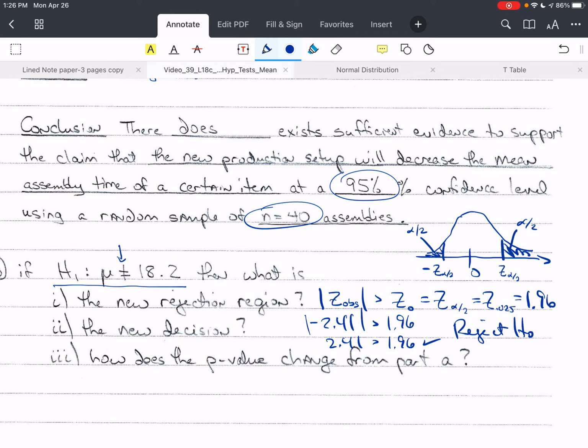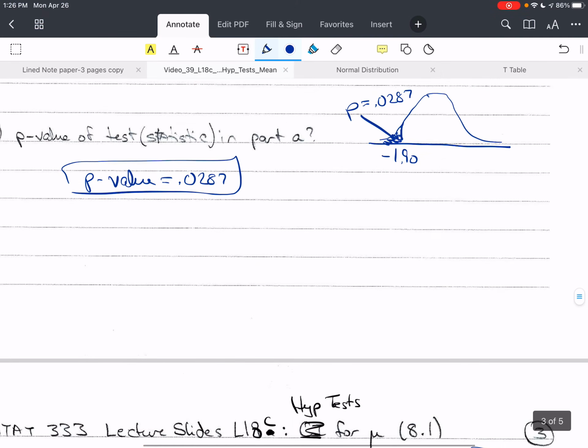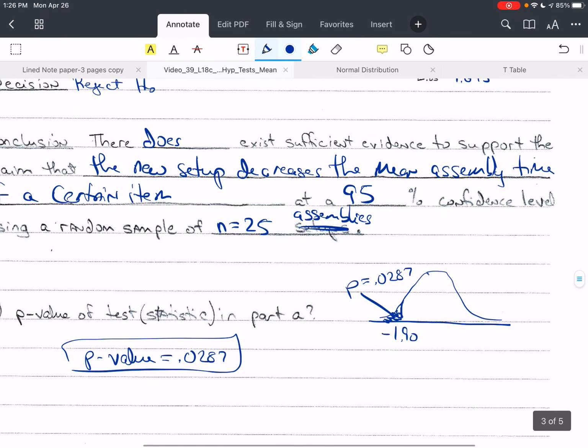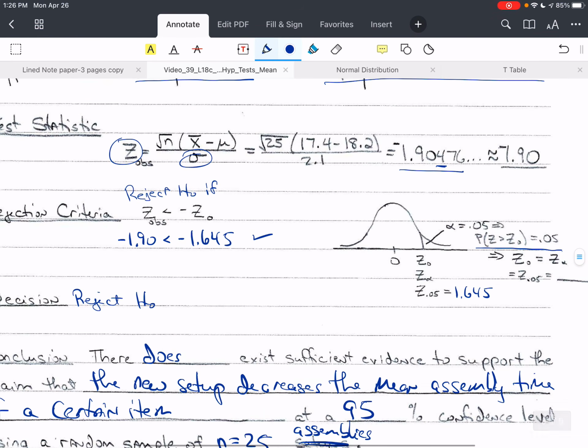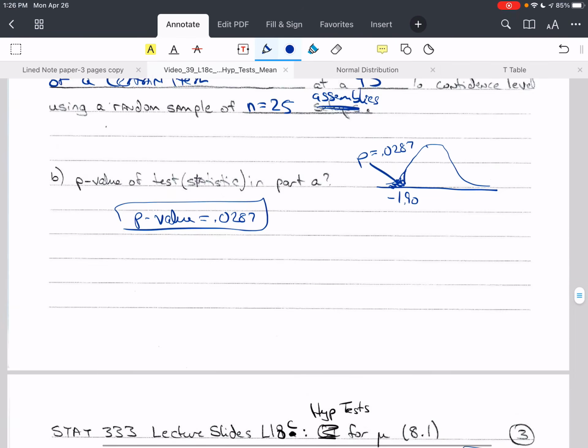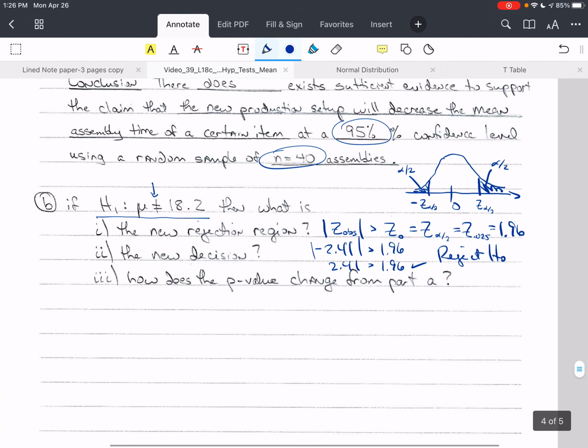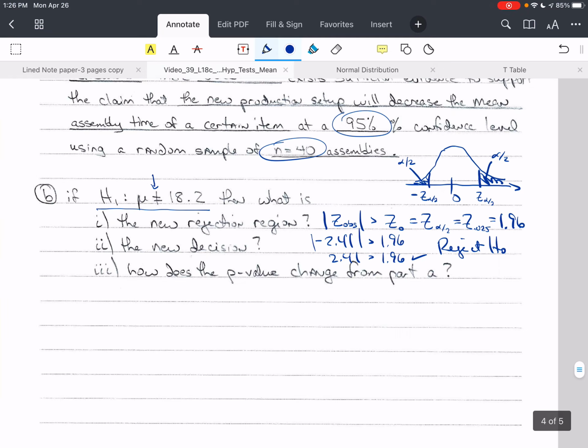Now, if you go back to examples 2 and 3, you will not reject the null. So where we had n equals 25, our test statistic was only 1.90. So it's not greater than 1.96 here. And so we would not reject the null if we did a two-sided test here. Okay? But for this one with n equals 40, we do.